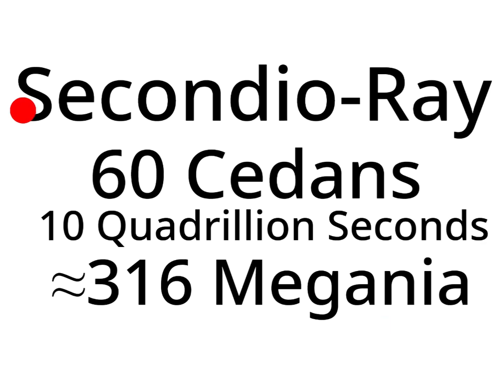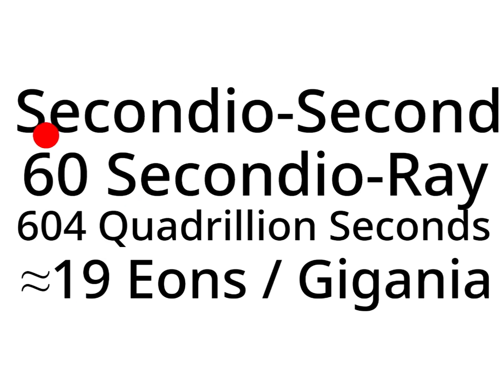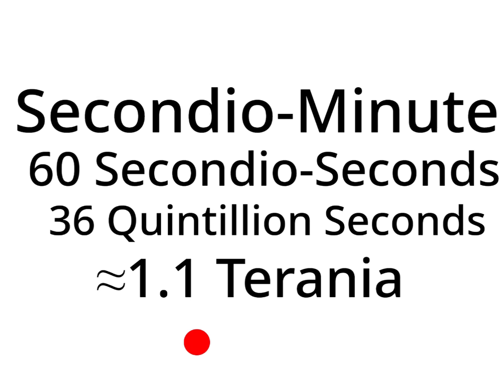Then we have something called a secondio ray, which is 60 sedens, 10 quadrillion seconds, and approximately 316 megania. Then we have a secondio second, which is about 19 eons. Then we have a secondio minute, which is 36 quintillion seconds, or 1 terrania. So yeah, you can imagine these are absurdly long measurements of time that you'll never need in the real world, but they exist anyway, and we can take it even further.